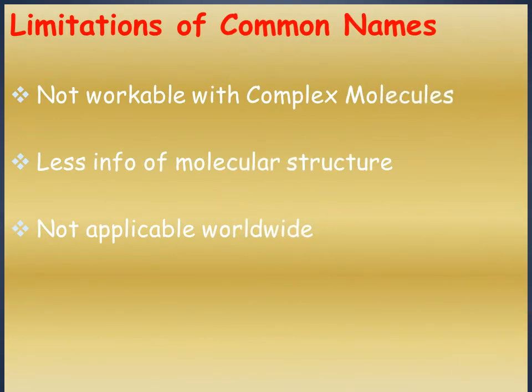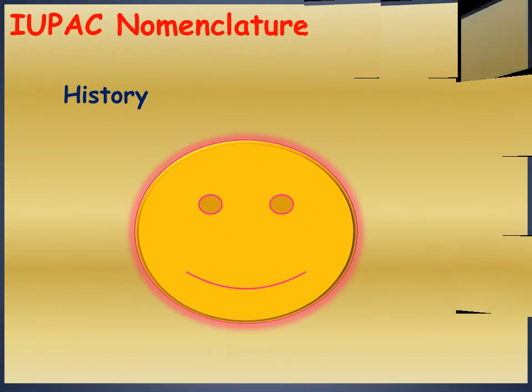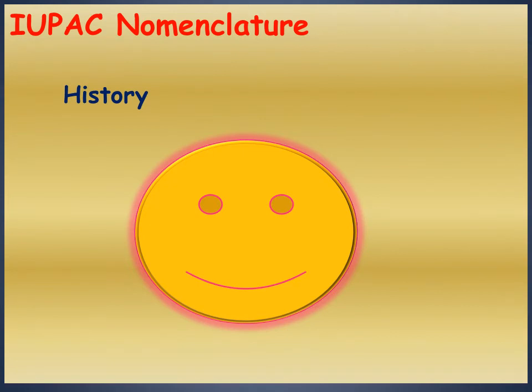Common names have limitations, for example: they are not workable with complex molecules, they give less information about molecular structure, and they are not applicable worldwide. Organic nomenclature really got its start in the 1830s with Berzelius, Liebig, and Wohler, when names such as benzoyl chloride and ethyl iodide were proposed.